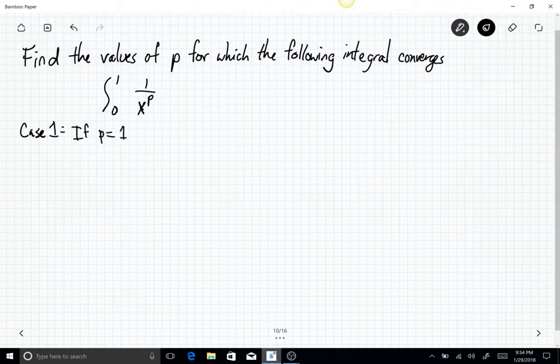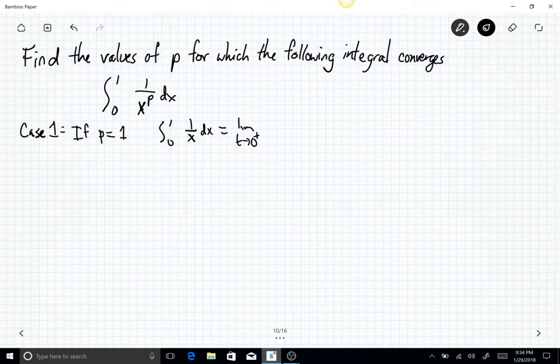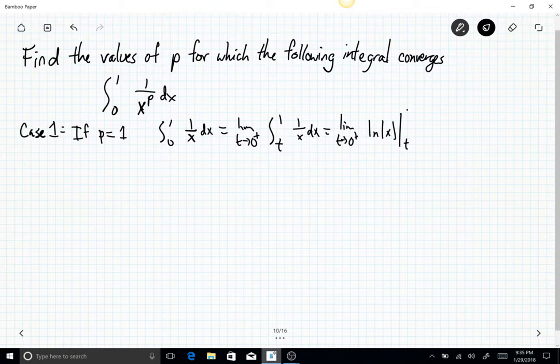If p equals 1, then you get the integral from 0 to 1 of 1 over x dx, and then this equals the limit. Where's the problem point? In this case it's 0. So limit as t approaches 0 from the right-hand side, since we have no part from the left. So we go t to 1 of 1 over x dx, which equals the limit as t approaches 0 from the right of natural log of x evaluated at t and 1.